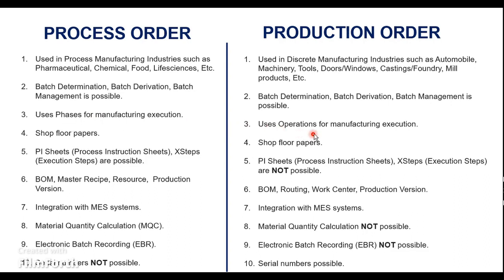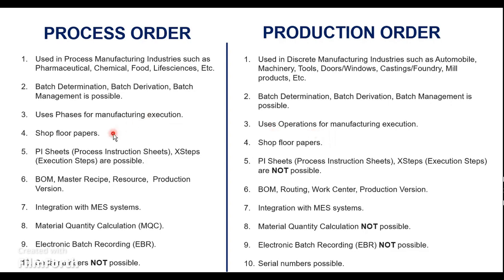Whereas in the production order, we will be following a set of operations in a sequential manner. So let's say if we are talking about machinery manufacturing, the first one could be a cutting operation, the second one could be a drilling operation, and the third one could be a painting operation. These three activities will be carried out in three different work centers or three different production lines. So that's the reason we create operations in the production order and not phases. And also, based on its design, we do not have the flexibility to create a phase in a production order, right?